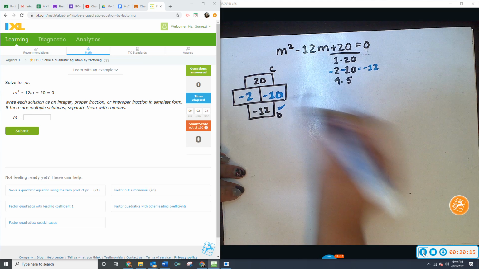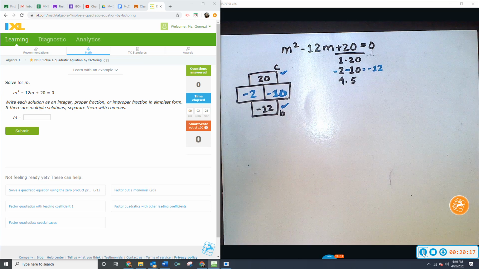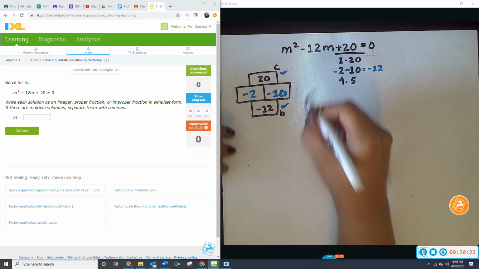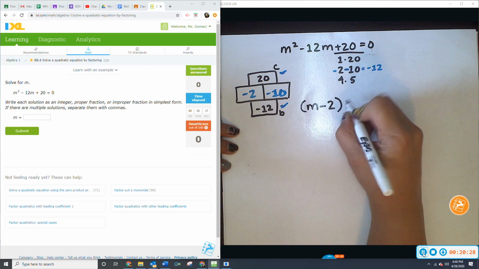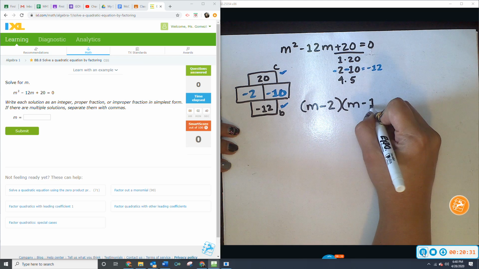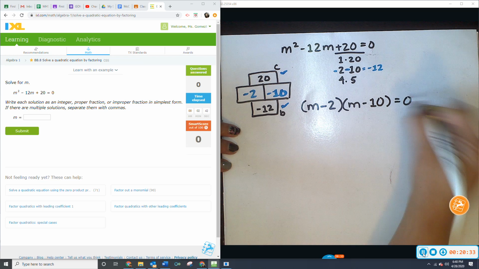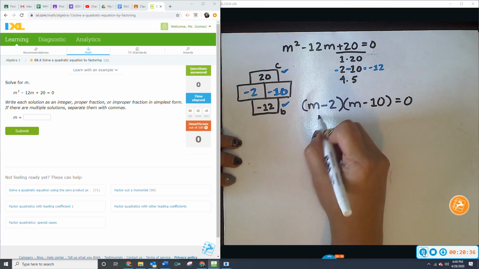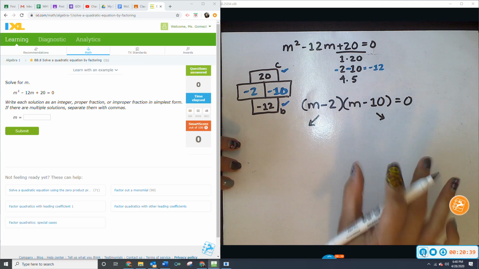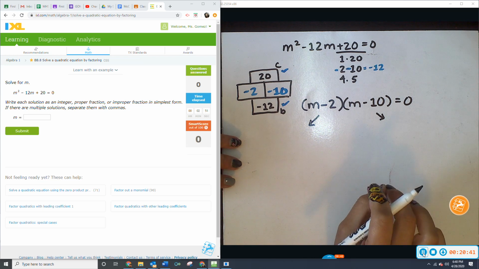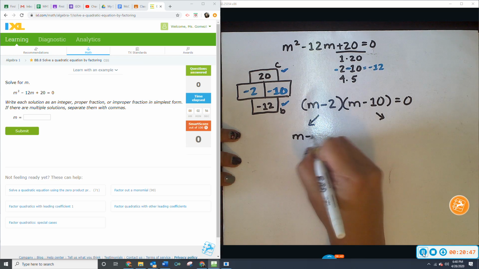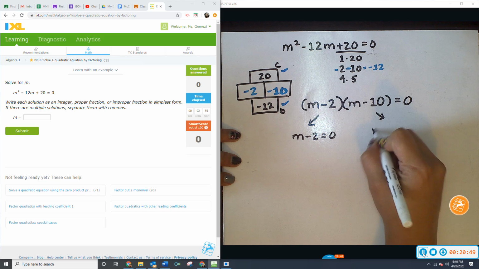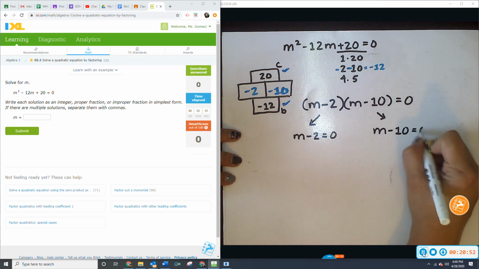And they also multiply to give me a positive 20. Now, the thing is that now you have it factored. So that would be m minus 2 times m minus 10 is equal to 0. Now you have to apply the zero factor property. That's why this one takes a little bit more to do. So here you factor and you would say m minus 2 is equal to 0, m minus 10 is equal to 0, but these were the easier ones that we already knew.